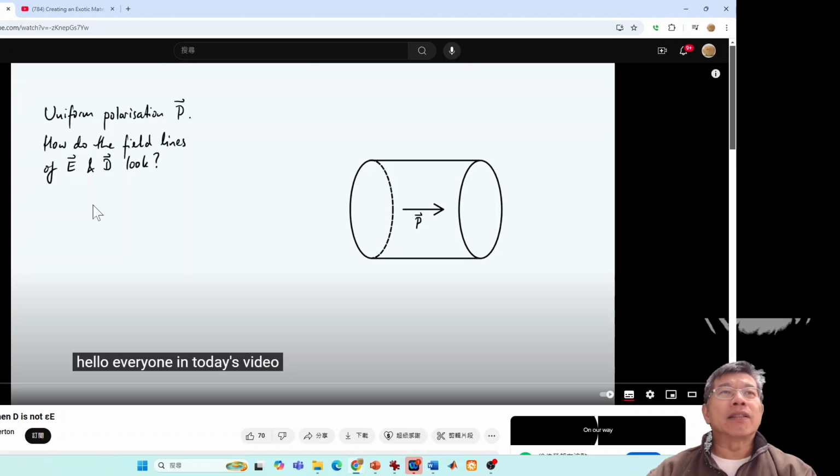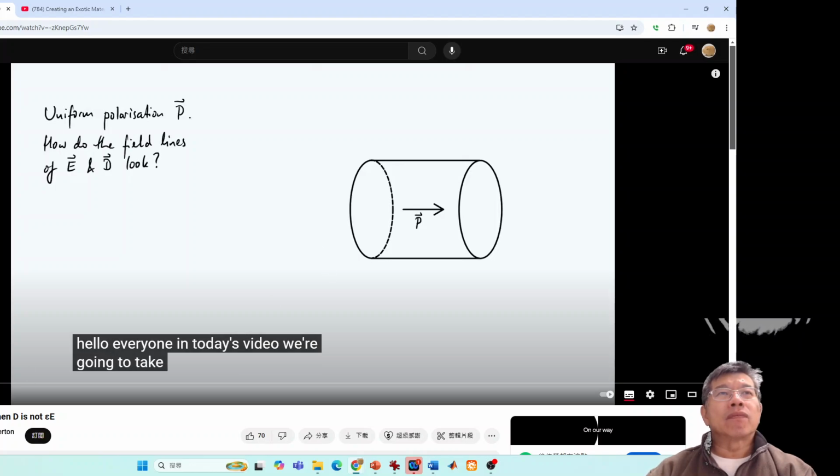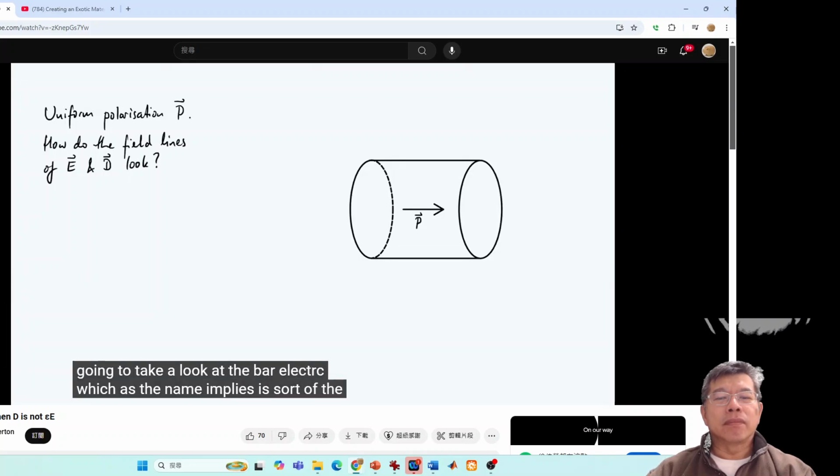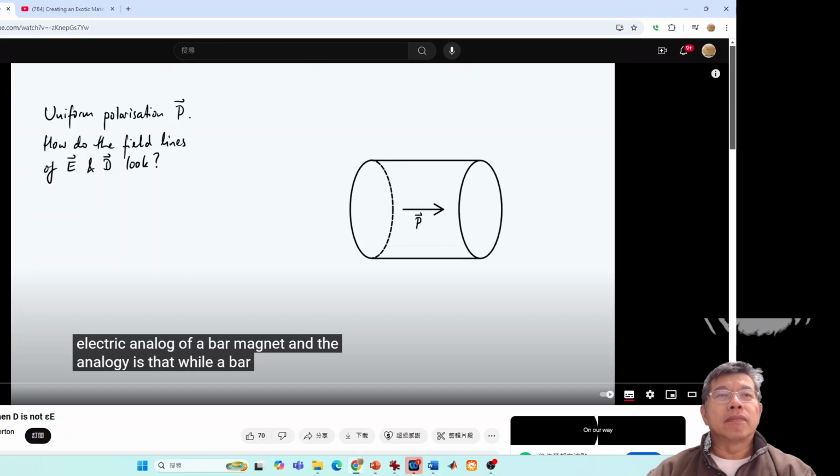Anyway, the second video is actually talking about the bar electret, very much like the previous guy did. Okay, this is a piece of material which is polarized. We're going to take a look at the bar electret, which, as the name implies, is sort of the electric analog of a bar magnet. The analogy is that while a bar magnet has a uniform magnetization vector within its volume, a bar electret has a uniform polarization vector within its volume.